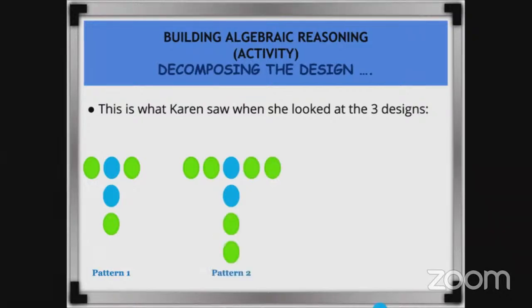So the third pattern, I can just imagine what the third pattern would look like. So she would have seen 1 on all sides, and for the next, 2 on all sides. So I hope you're following.